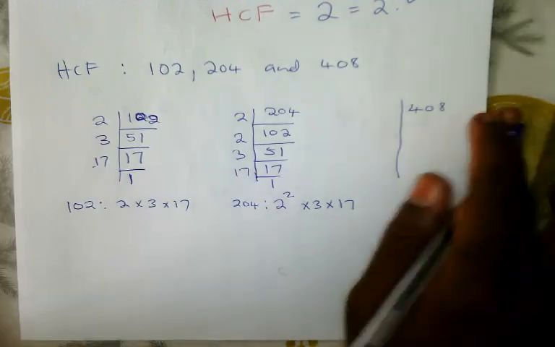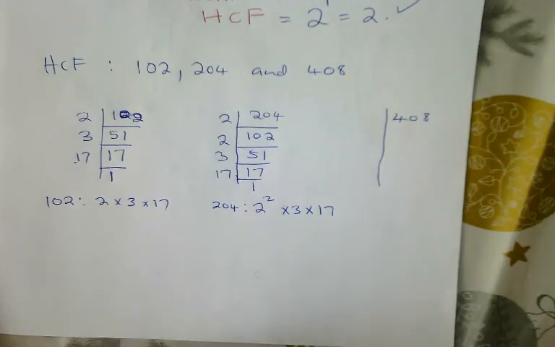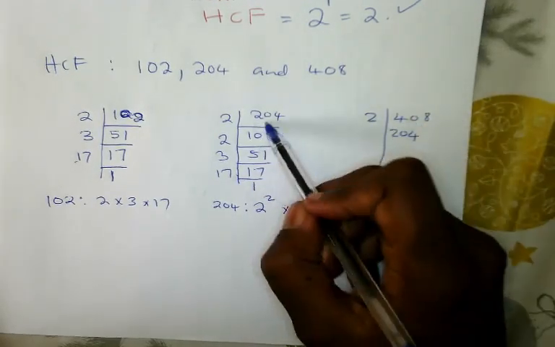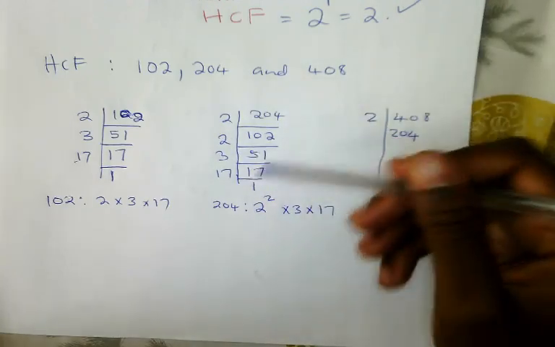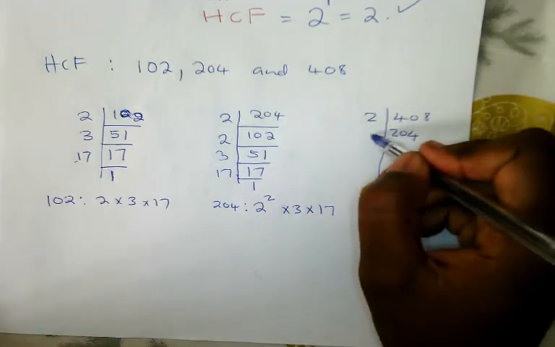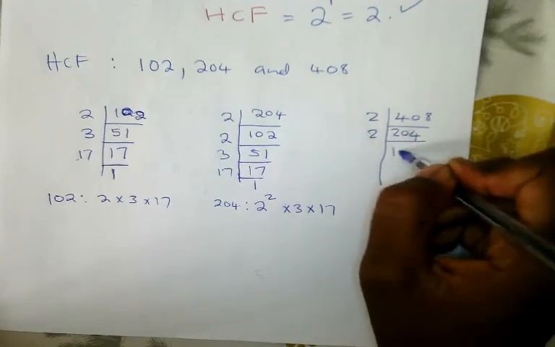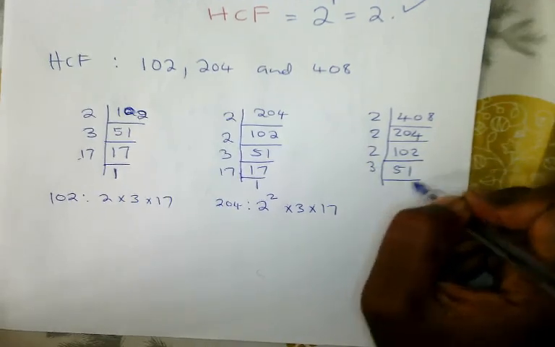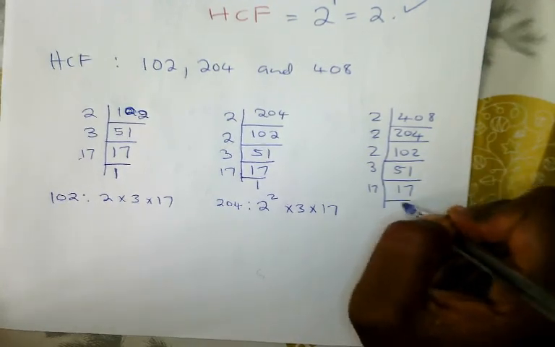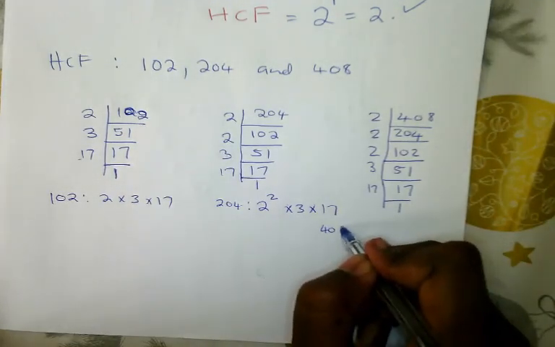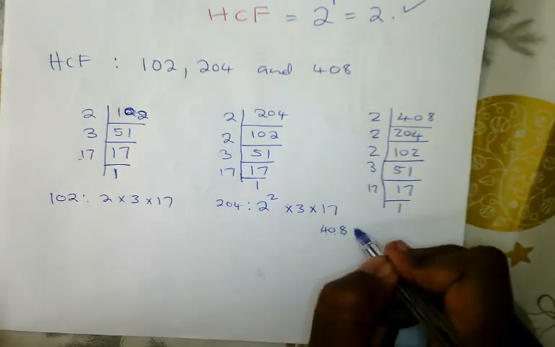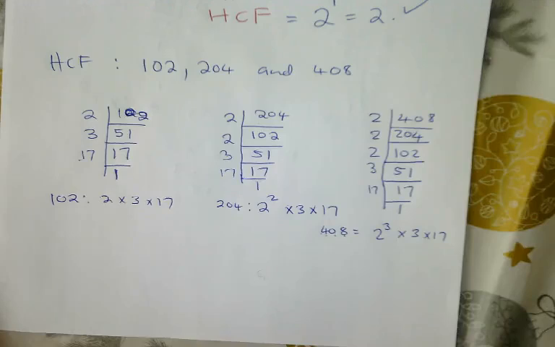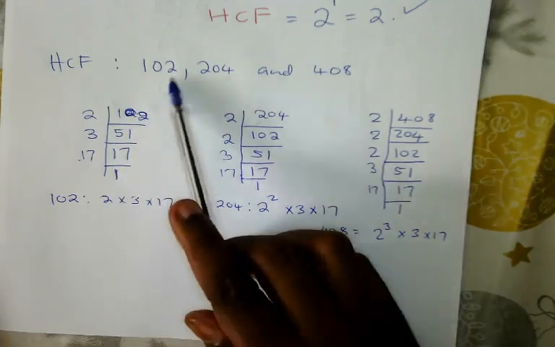So the last one, 408 divided by 2 gives us this one. So we're going to follow the same pattern. 204 divided by that gives you 102. Divide this, it gives you 51. And then divided by that, it gives you 17. And then gives you 1. So the prime factors for 408 is 2 cubed multiplied by 3 multiplied by 17. There's actually a pattern there. If you can see these numbers, there's a pattern.